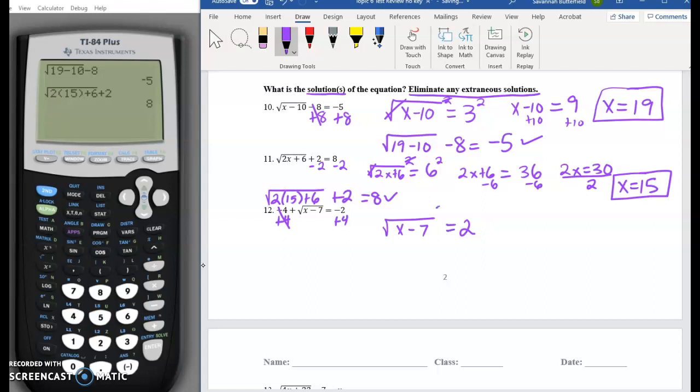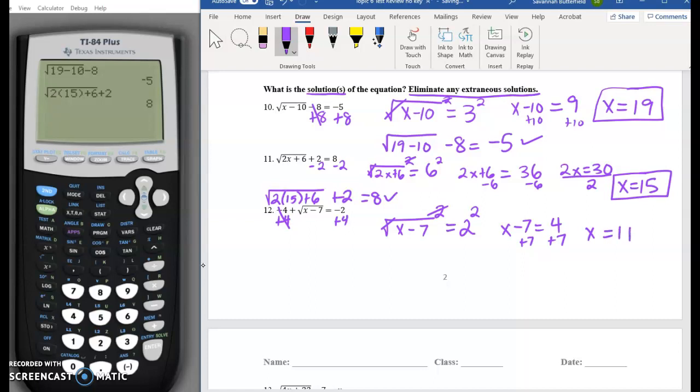My radical is isolated, so I'm going to square both sides. Cancels on this side. So x minus 7 is equal to 2 squared, which is 4. Add 7 to both sides to get x by itself. We get x equals a positive 11.